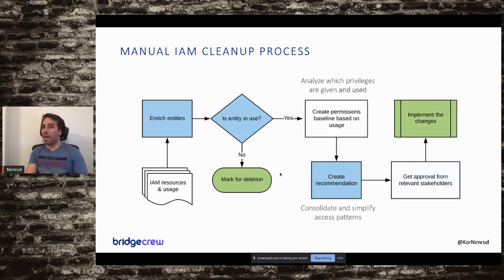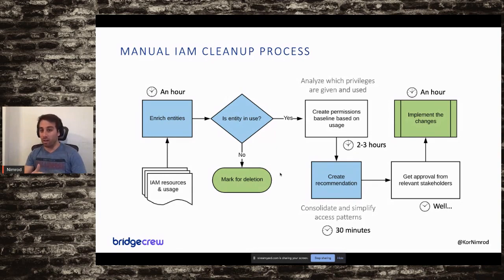So how long will that manual process take you? Well, these are approximations from my experience of running this a few times. Collecting all the data and building it in a good Google Sheet or Excel or whichever tool you like will take you about an hour, because you need to make a few API calls, collect the data, organize it, and so forth. You also then need to analyze which privileges are both given and used. You need to go to the console, use the access advisor. You need to go through every policy and statement and see what are the services and the privileges that are being given by every statement in the policy.